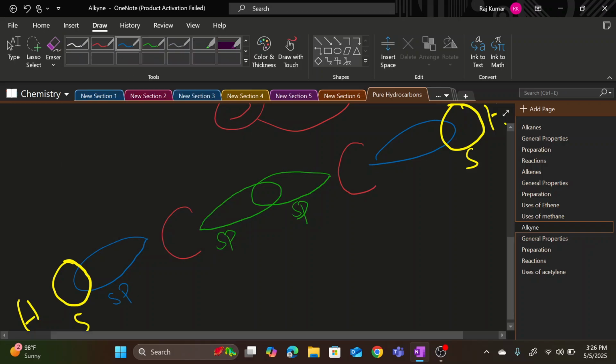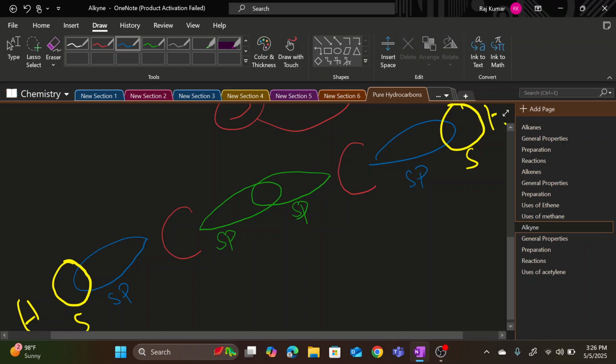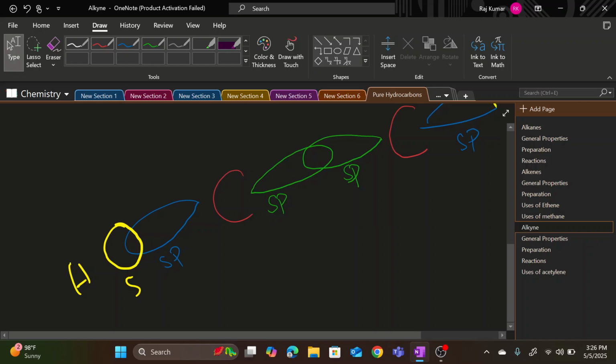This is sp. And two of the layers now. Two of the orbitals are sp hybridized orbitals for each carbon atom. One of the sp hybridized orbitals forms the bond with the other sp hybridized orbital of the carbon, forming an sp-sp hybridized orbital, and the second is an sp-s hybridized orbital.